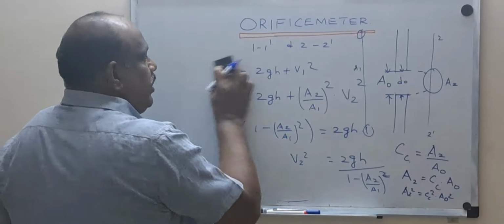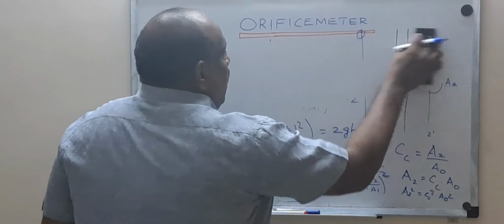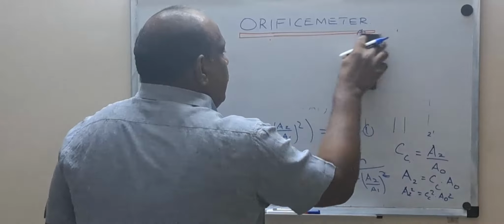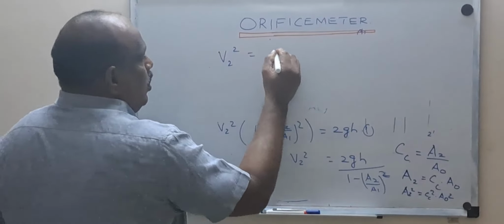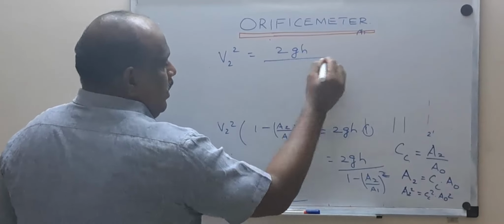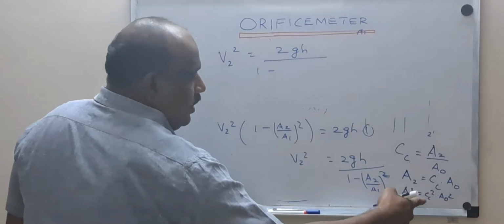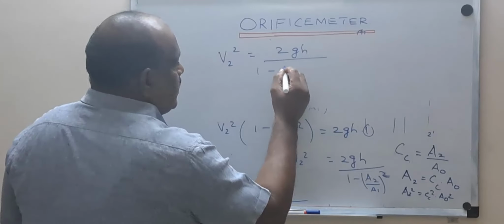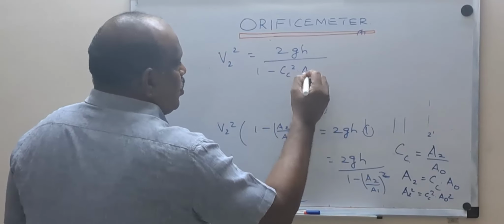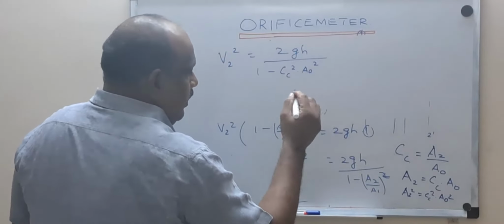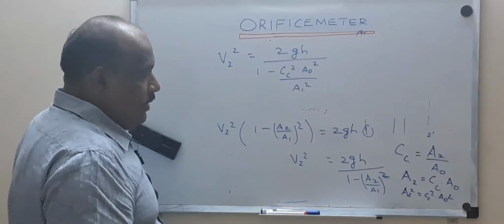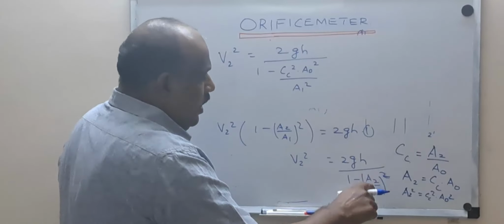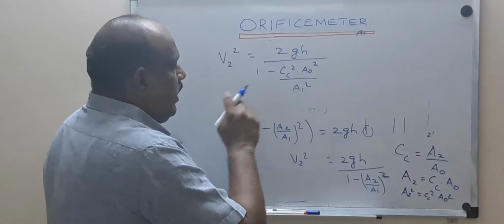So let us substitute over here. We can see V2 squared is equal to 2GH divided by 1 minus, where A2 is replaced, CC squared into A0 squared by A1 squared. Isn't it? Is that clear? Instead of A2, I have given CC squared into A0 squared by A1 squared.